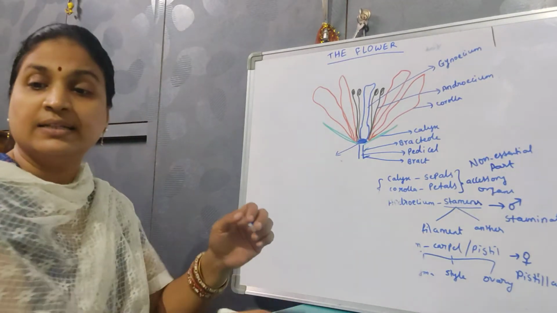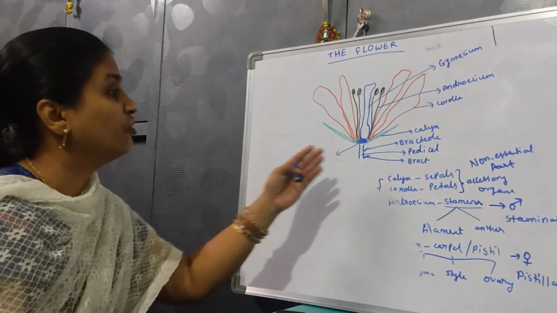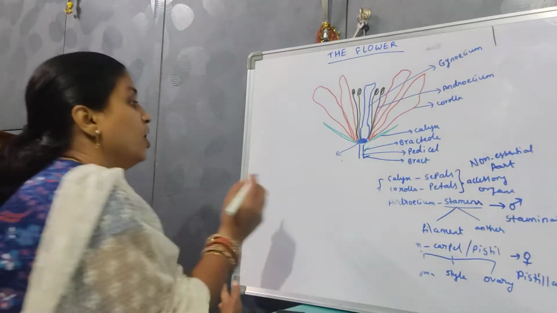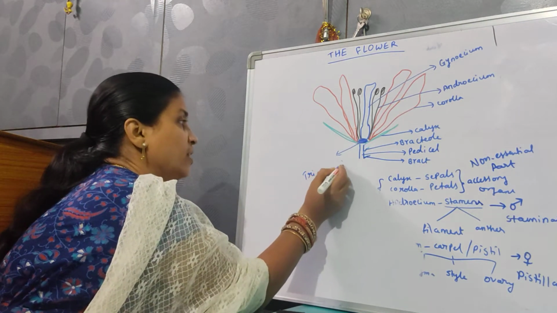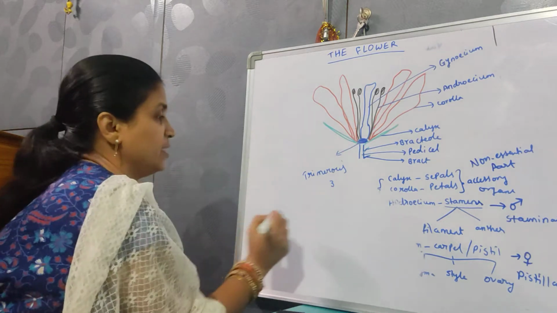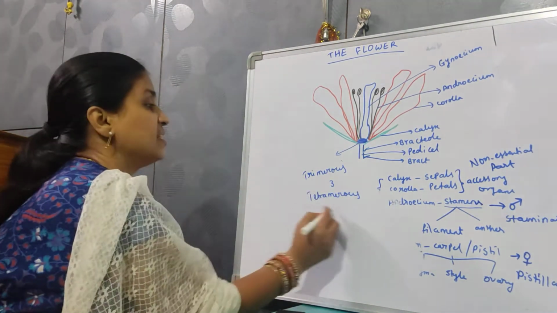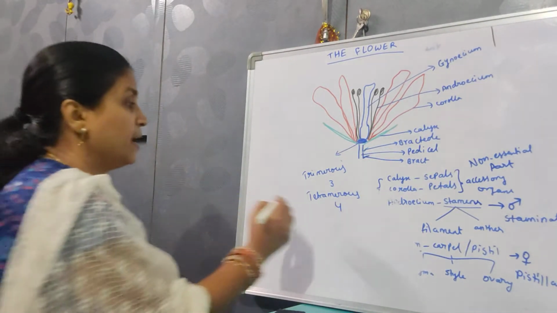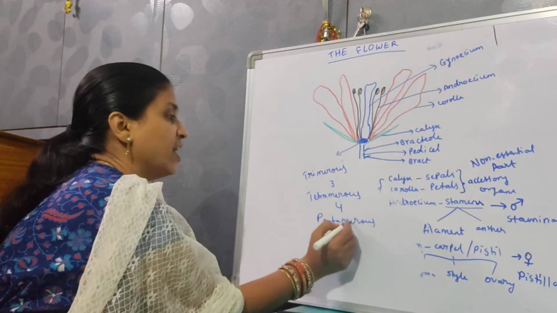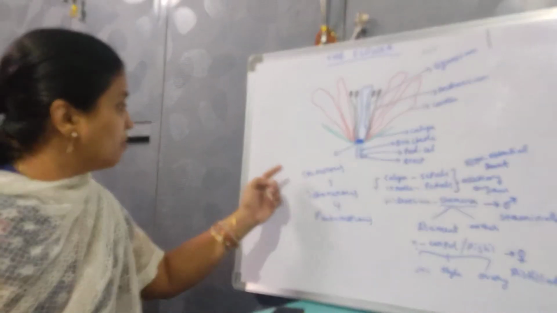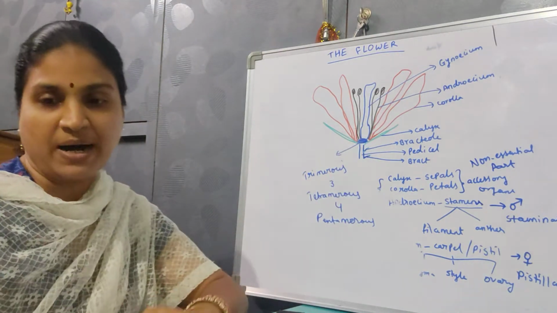Coming on to the number of petals and sepals, the flowers are called trimerous when 3 sepals and 3 petals are present. Tetramerous flowers have 4 sepals and 4 petals. Pentamerous flowers have 5 sepals or petals. Like that, trimerous, tetramerous and pentamerous, based on the number of the non-essential parts.